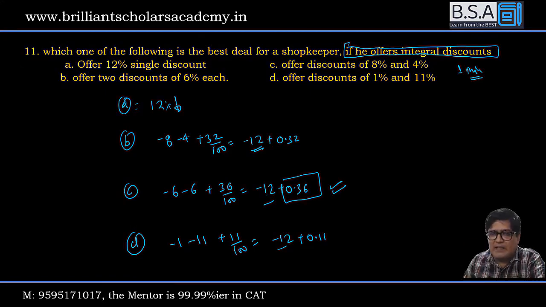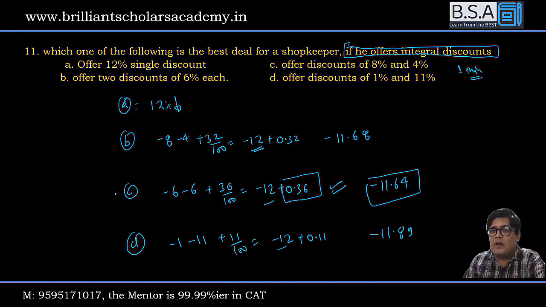मैं exact number बताता हूँ. This is minus 11.64. This is minus 11.68 and this is minus 11.89%. So which discount is the least one? Third discount is the least one. For a shopkeeper, the best deal is C. For a, अच्छा मैंने A B C D आगे लिख दिया है क्या? This is A, this is C, this is C and this is B.